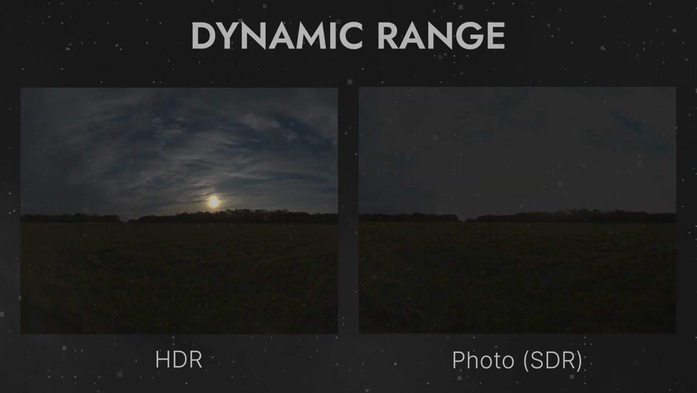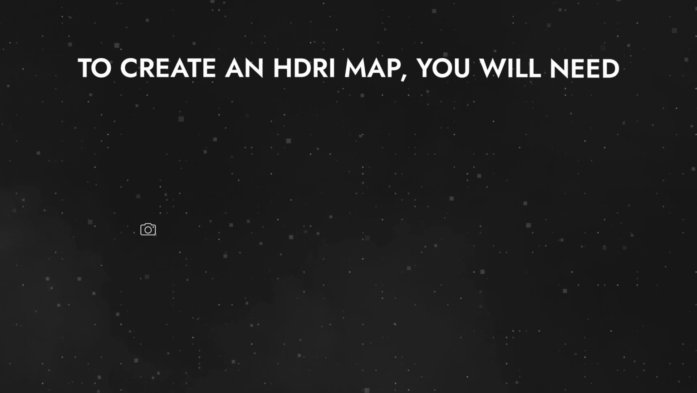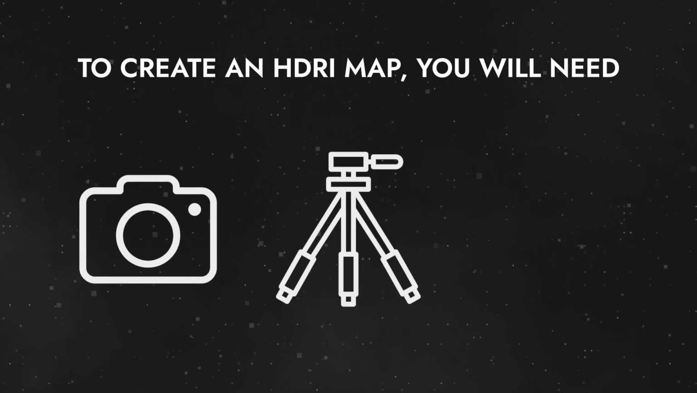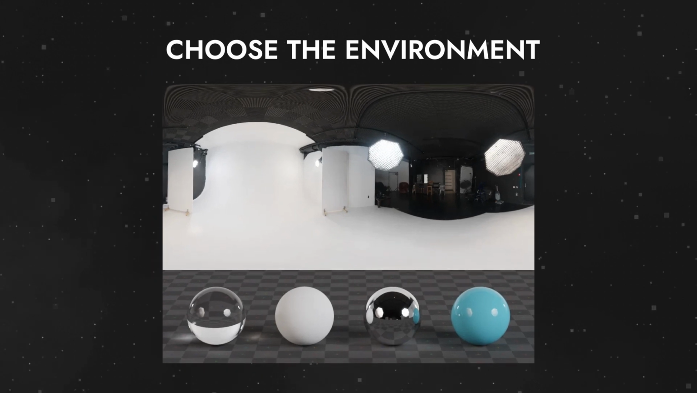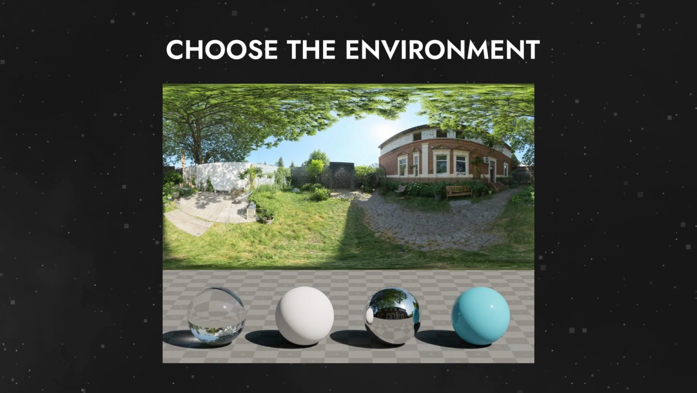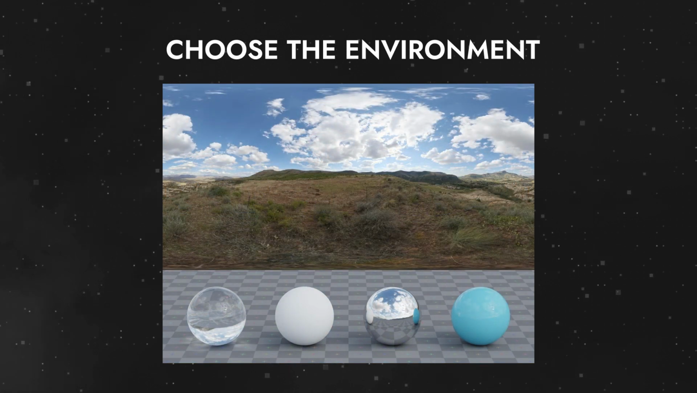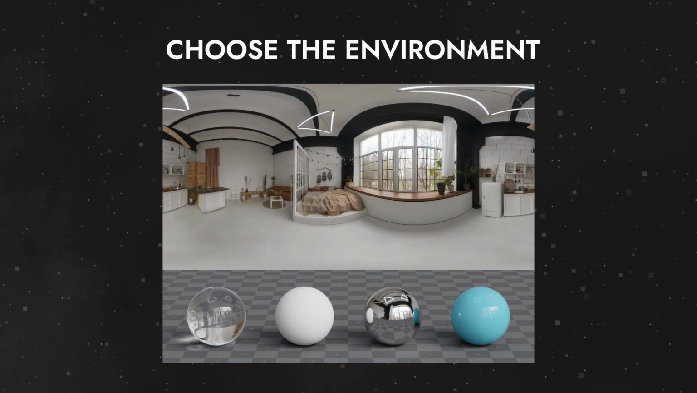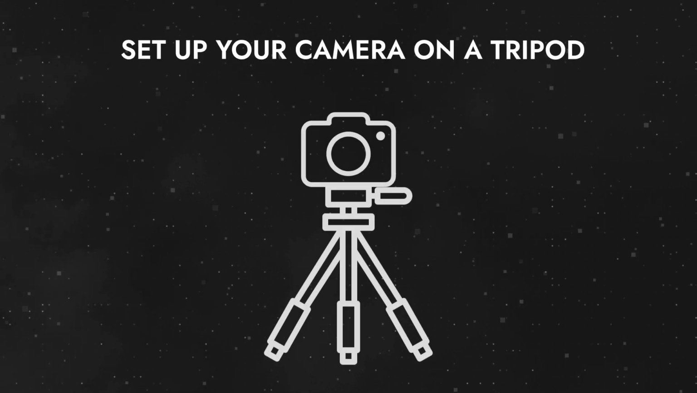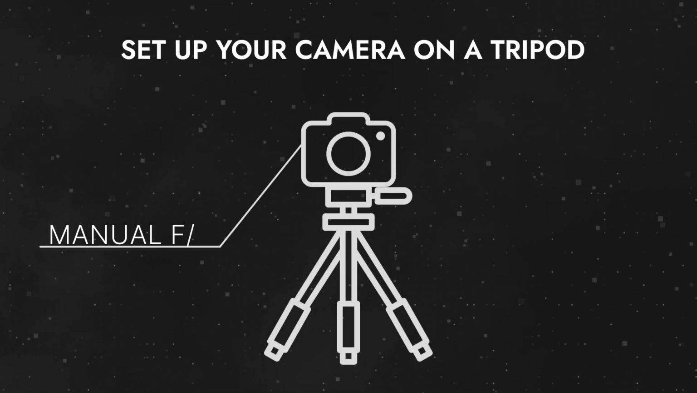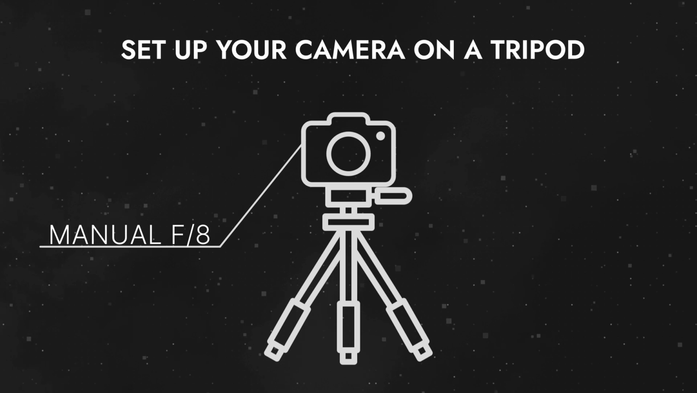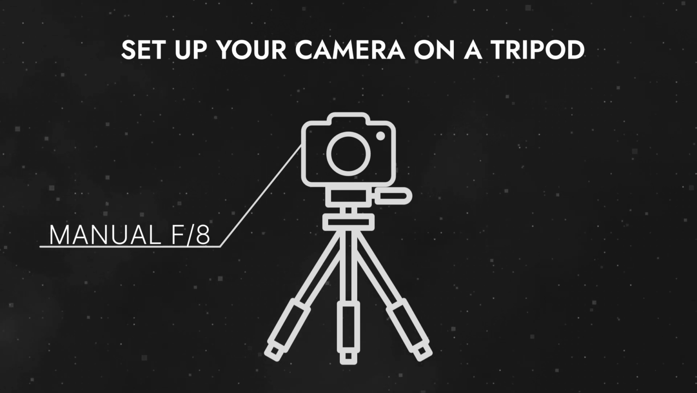than a typical photo. To create an HDRI image, you will need a camera capable of shooting in RAW, a tripod, and a computer. First, choose the environment in which you want to create an HDRI map. Consider the lighting and colors in the environment and how they will affect your 3D scene in the future. This could be a landscape, cityscape, or interiorscape. Set up your camera on a tripod, set the camera to manual mode and select a moderate aperture, such as f8. This will ensure that everything in the scene is in focus.